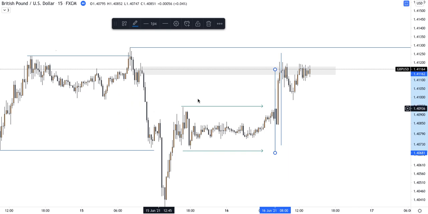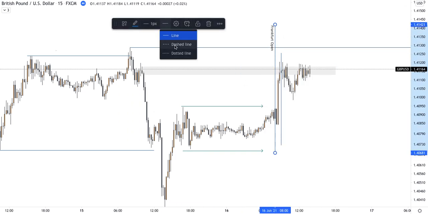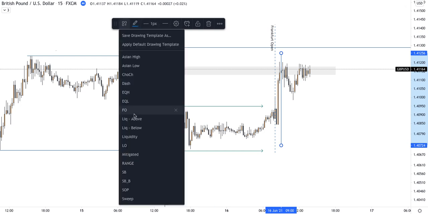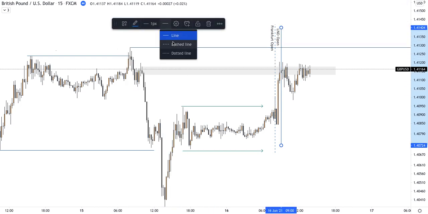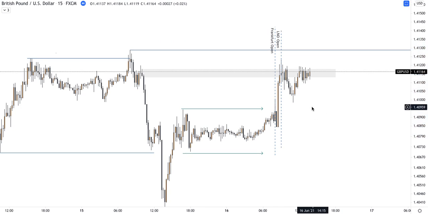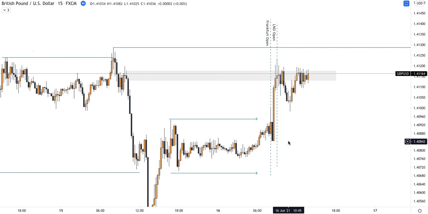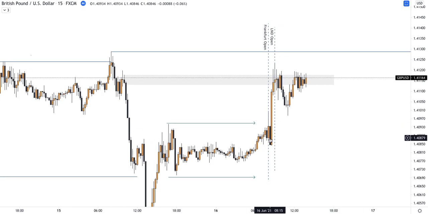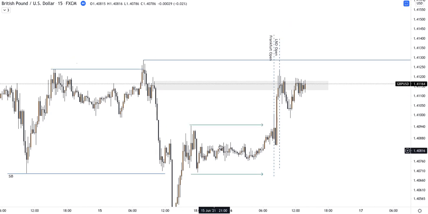So this is Frankfurt open. We move it up, and then we have London open as well, and we just make it a dash line so we can clearly see. Okay, first of all, price is in this ranging market, consolidating, and then we see the push up towards the upside.